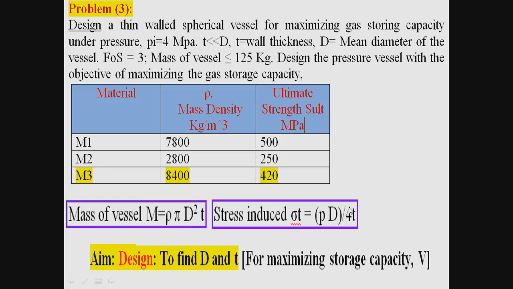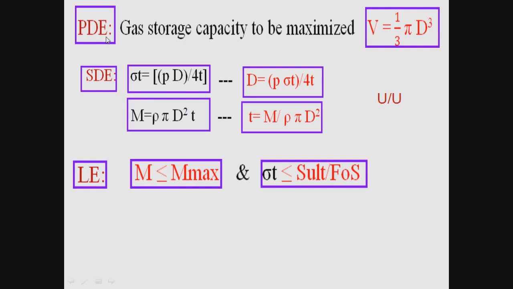Stress induced, in the case of a spherical pressure vessel, is given by P into D divided by 4 times T, where P is the inside pressure, D is the mean diameter, and 4T is 4 times the thickness. So here we need to find the dimensions of this spherical pressure vessel, that is D and T, while maximizing the storage capacity. Storage capacity means its volume.